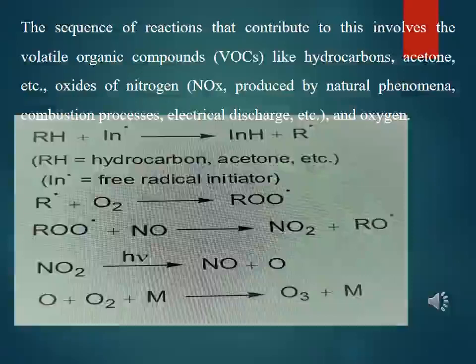In the following reactions, the alkyl radical reacts with oxygen to form ROO radical. The ROO radical, which can also be called the peroxide radical, reacts with NO to form NO2 plus RO radical. NO2 then, in the presence of hv radiation, is converted into NO plus atomic oxygen. Atomic oxygen reacts with oxygen to form O3.